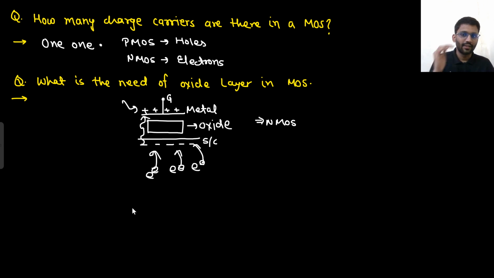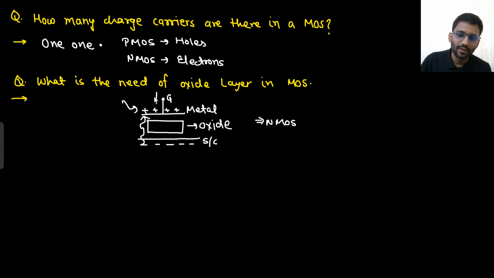Are you understanding this point? But since there is an oxide layer, there will be no electron reaching the metal. So there will be no current. So this gate current will be 0. And since there will be no current, that means in the vertical direction there will be no current. In this direction there is current, because of this positive supply here, but in the vertical direction there will be no current. So because of this oxide layer, these negative charges or electrons are not reaching the metal plate.